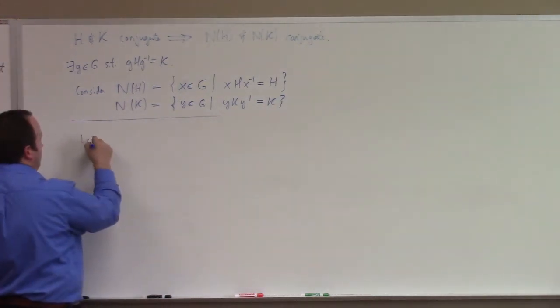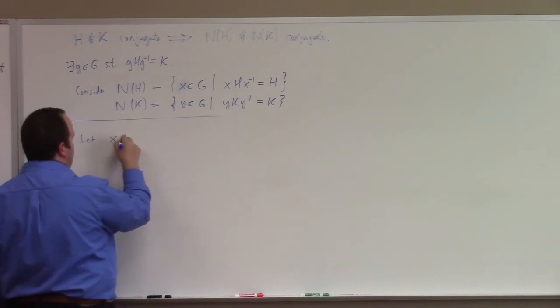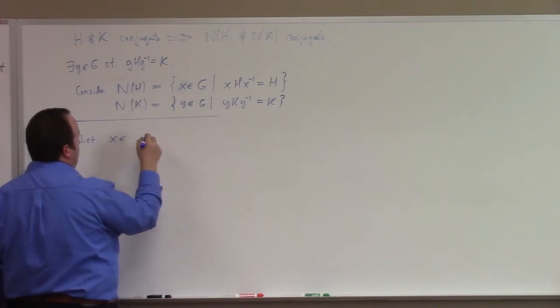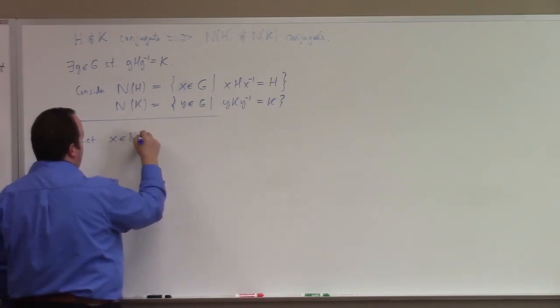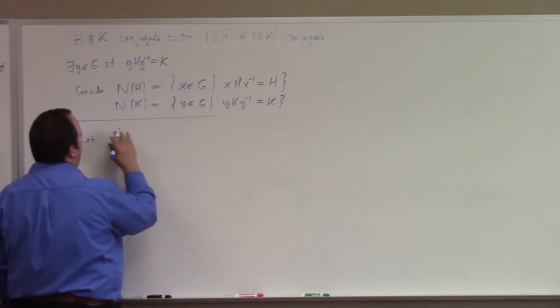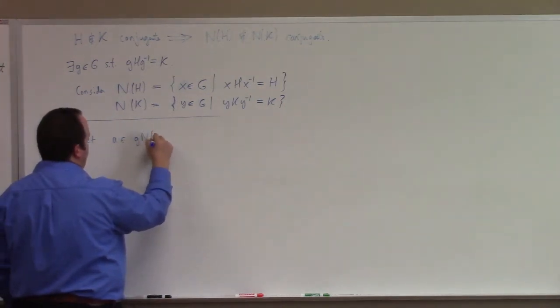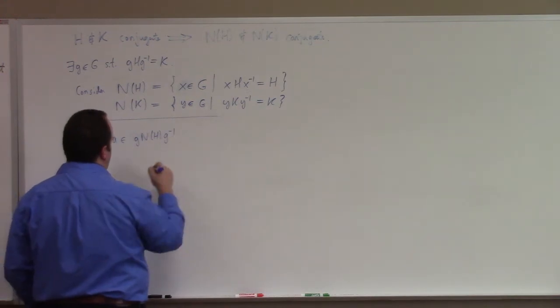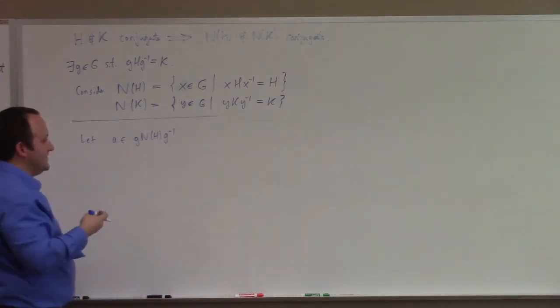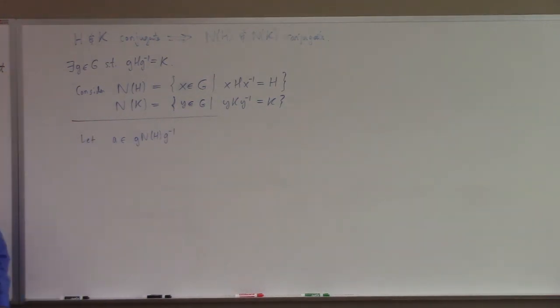Let X be an element of the normalizer of H, right? Oh, I'm sorry, that's not what I want. Let X be an element. I'm going to run out of letters here. Let A be an element of G, normalizer of H, G inverse. We're hoping that that's in the normalizer of K, right?